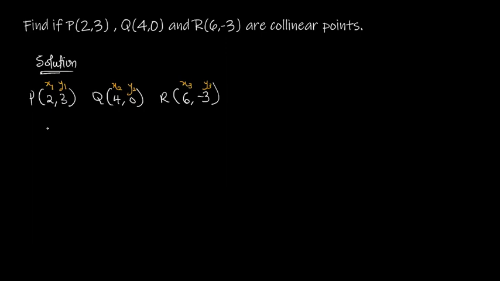Alright, so we know that if P, Q, and R are collinear points, then it means that half, then we have x1 minus x2, x2 minus x3, y1 minus y2, y2 minus y3 should be equal to 0 since they are collinear points. So all we have to do from here is to do our substitution.